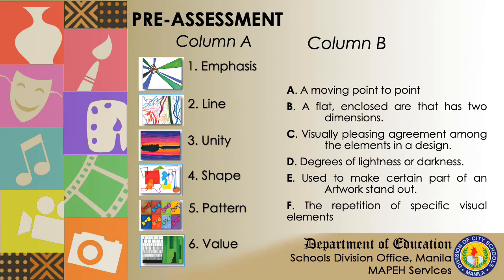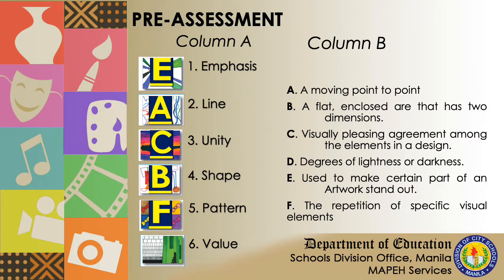Now, let us check your answers. For number 1, emphasis, letter E, used to make a certain part of an artwork stand out. Number 2, line, letter A, moving point to point. Number 3, unity, letter C, visually pleasing agreement among the elements in a design. Number 4, shape, letter B, a flat and closed art that has 2 dimensions.